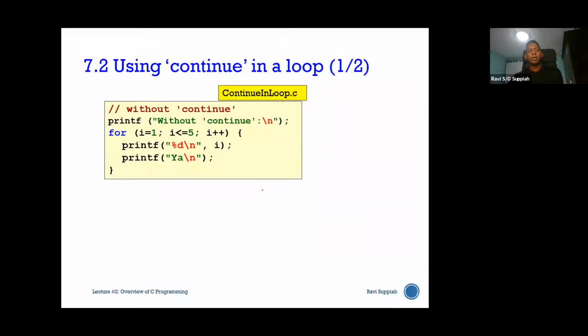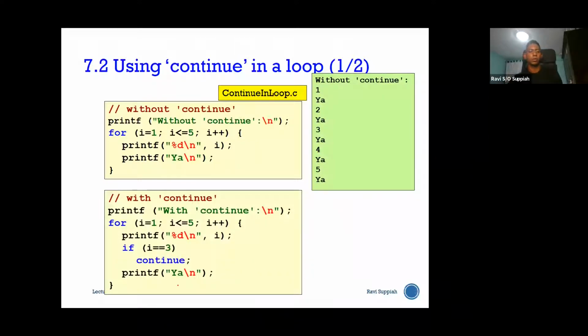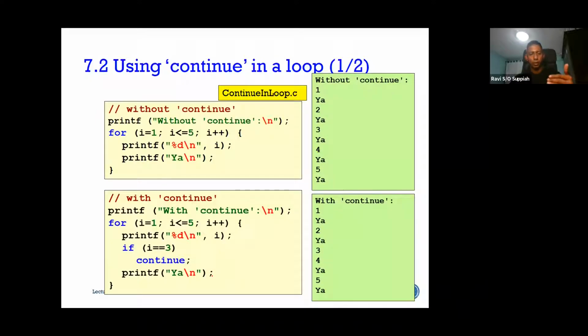Similarly, instead of breaking, I may choose to skip some part of the code at certain points in the loop. To do this, I use the keyword continue. When I put the keyword continue instead of break, I will carry on without executing the rest of the code within that loop.